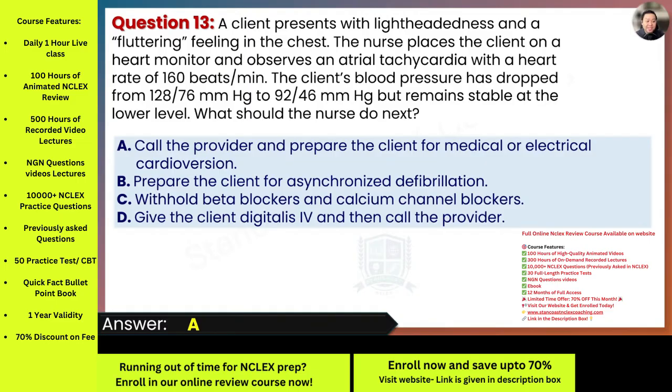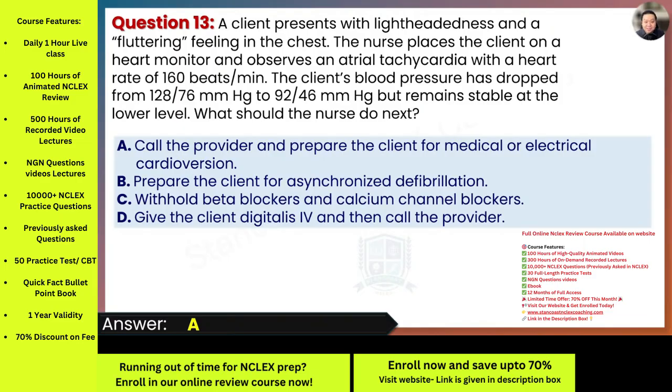Why is this incorrect? Prepare the client for asynchronous defibrillation. This is basically referred to as defibrillation, which is used for more severe arrhythmias such as ventricular fibrillation or pulseless ventricular tachycardia, where there is no organized rhythm or pulse. So, in contrast, the atrial tachycardia that you are seeing in this case is still an organized rhythm.